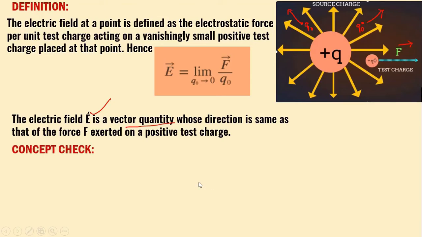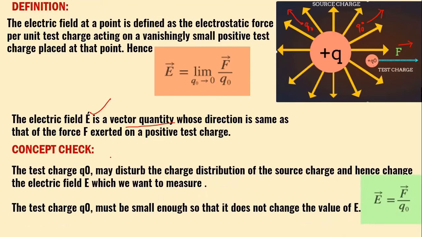Now there is one concept check. What does it have to say for us? The test charge Q naught may disturb the charge distribution of the source charge, and hence it may change the electric field which we want to measure. If we take this Q naught to be of a measurable quantity, that means a certain big amount, 1 coulomb, 2 coulomb or certain microcoulombs, its presence can affect the field lines of the source charge, which we do not want.